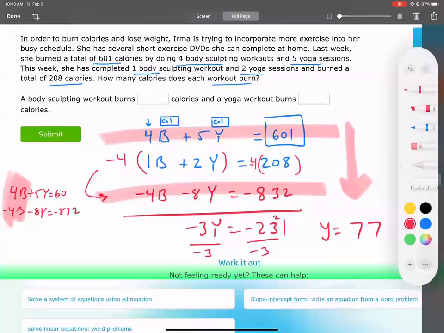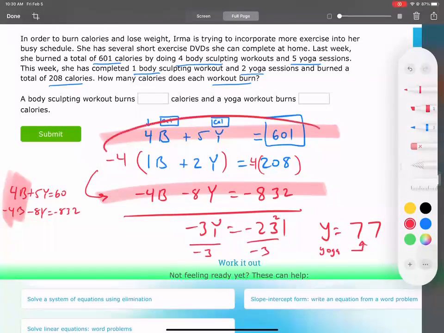So we are saying that for yoga, each yoga video will burn 77 calories. Now that we found the yoga videos, let's go ahead and plug in to solve for the body sculpting. Now, to do this, we talked about it before. We just plug it into any other function. I'm running out of space here, so I'm going to squeeze it over here.